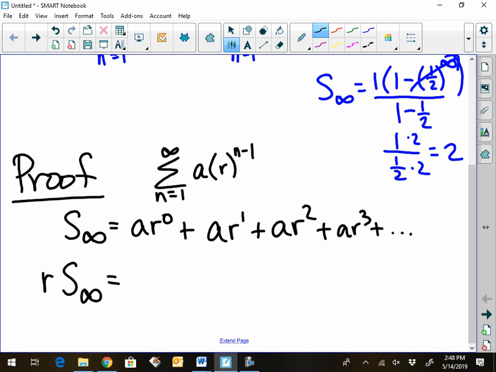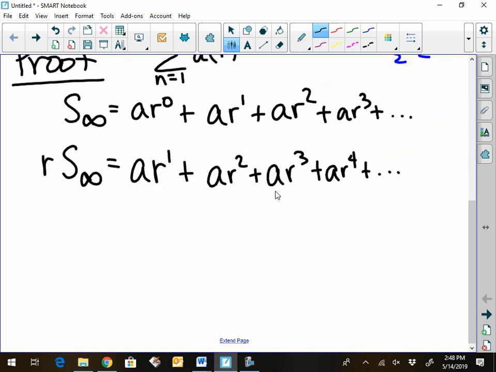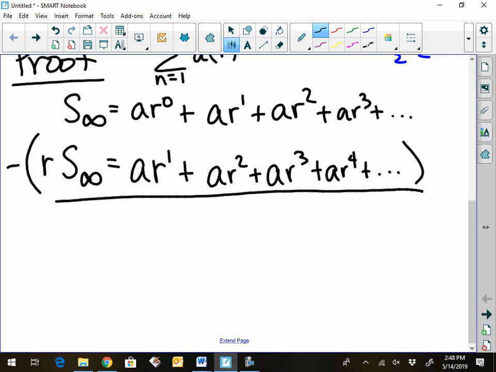So the first term would become a r to the 1, right? Plus a r to the 2, plus a r to the 3, plus a r to the 4, plus dot, dot, dot. And it would keep going. So similar to our proof of a finite geometric series, we're going to subtract these and see what we're left with.